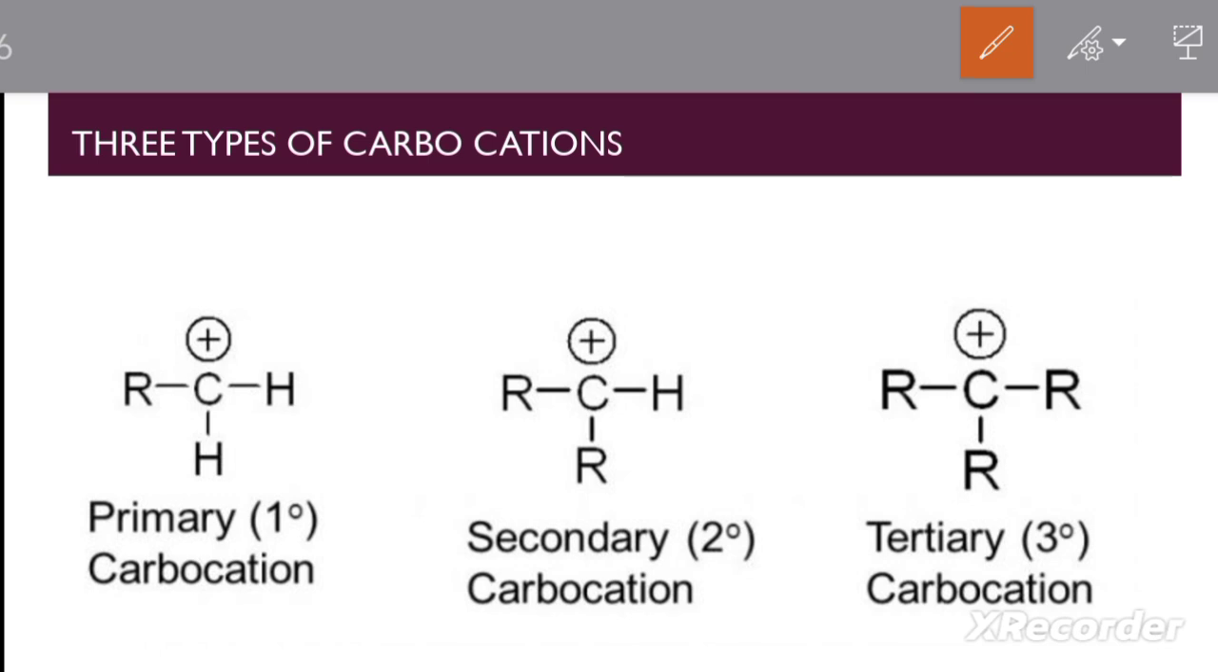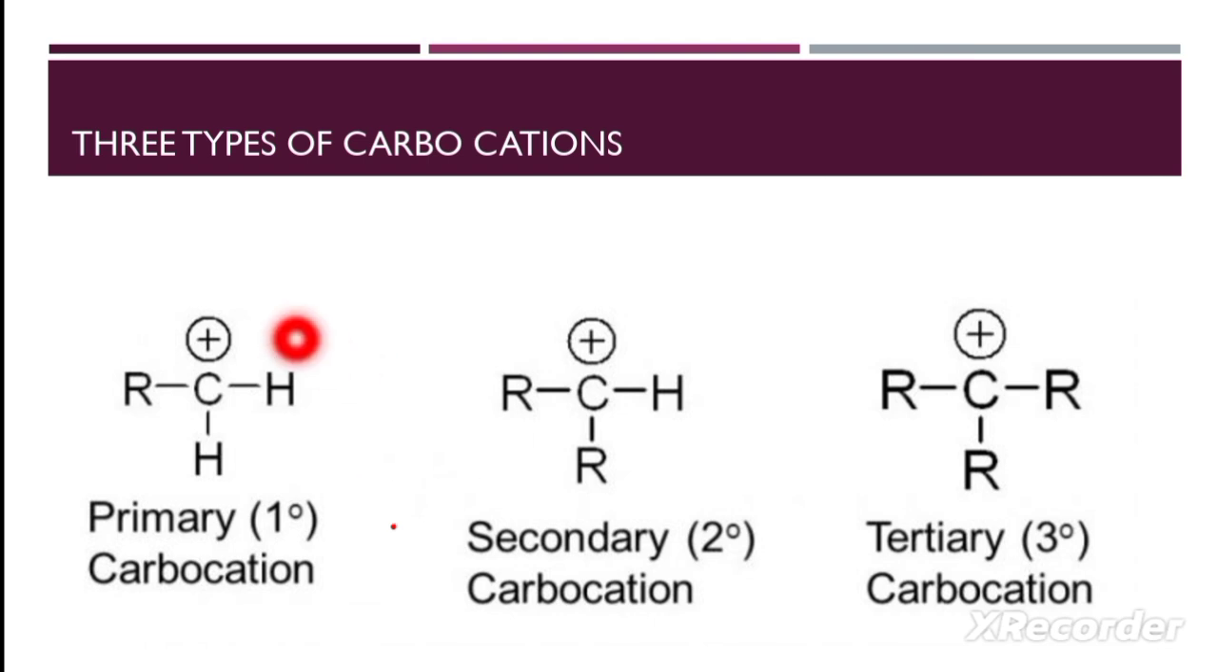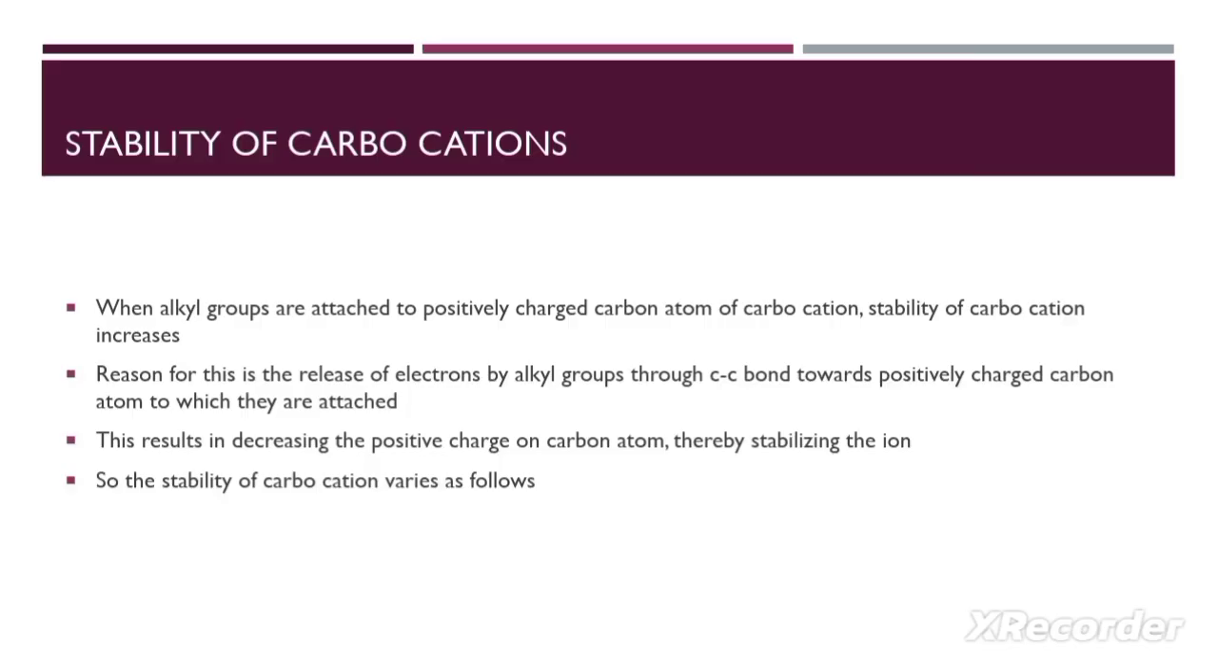Right? If there is only one R group attached to the carbon, then it is a primary carbocation. When there are two R groups attached to the carbon atom, then it is a secondary carbocation. And when there are three R groups attached to the carbon atom, then it is a tertiary carbocation. Right? Okay. Now we will focus on the stability of carbocations.